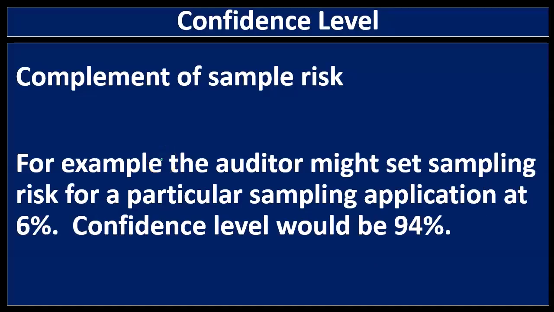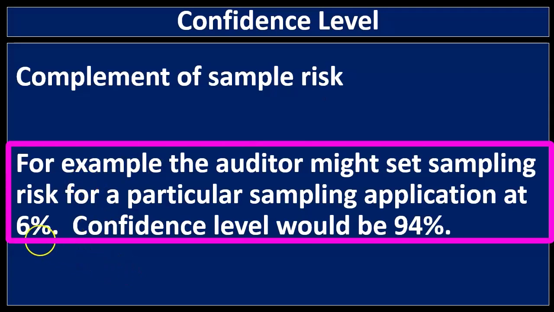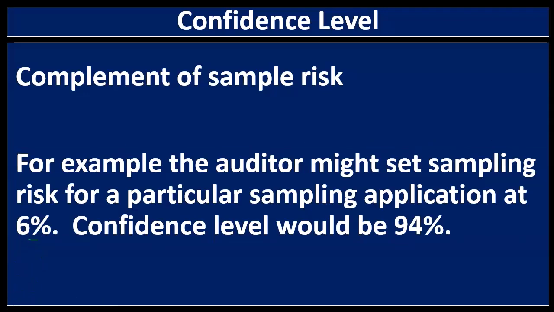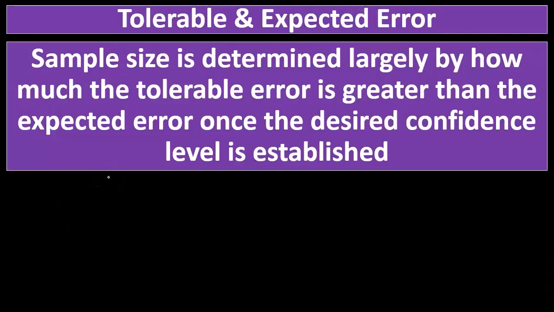The confidence level is the complement of the sample risk. For example, the auditor might set the sample risk for a particular sampling application at 6%. So if we set the sample risk at 6%, that means that the confidence level would be 94%, 100% minus the 6%.